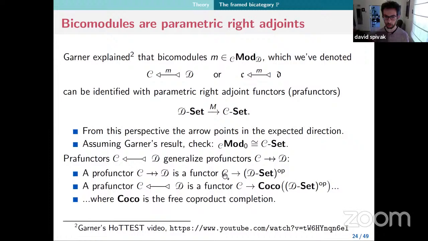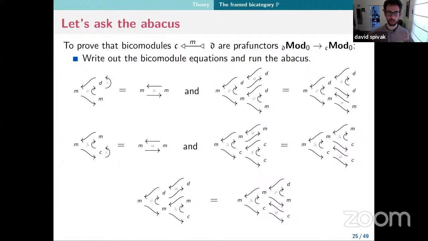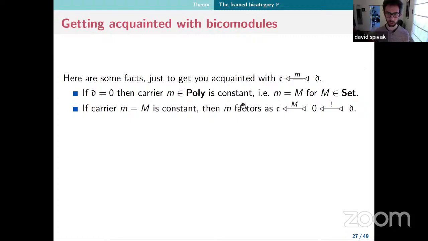A prafunctor takes every object of C and gives you an object in the free coproduct completion of the free limit completion of D. So D set op is the free limit completion of D. And then using this abacus picture, these cobordism or pants-like diagrams, you can prove Richard's result. So let's see.